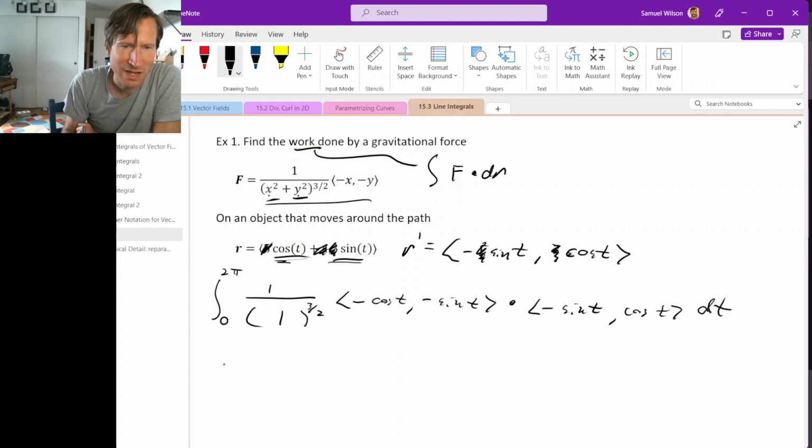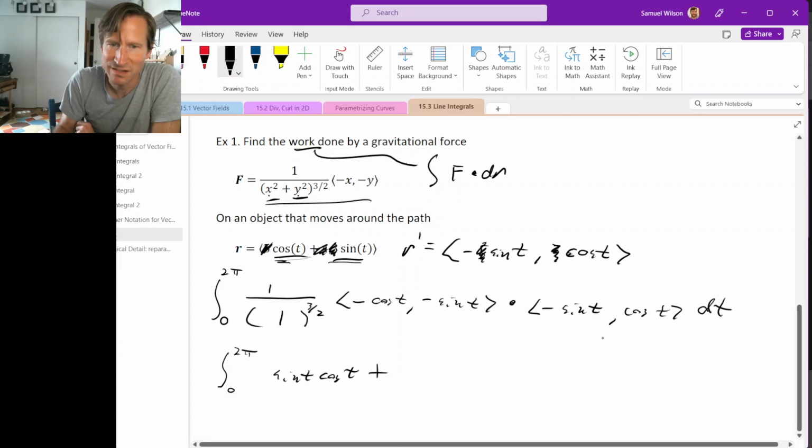All right. So integral from 0 to 2 pi of the scalar in front, which is just 1. So work out our dot product. We get minus cosine t times sine t, plus minus sine t times cosine t, minus sine t times cosine t. Well, look, that's going to be 0.